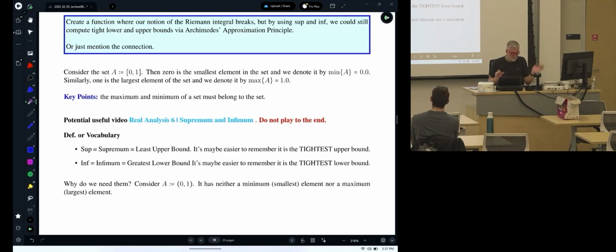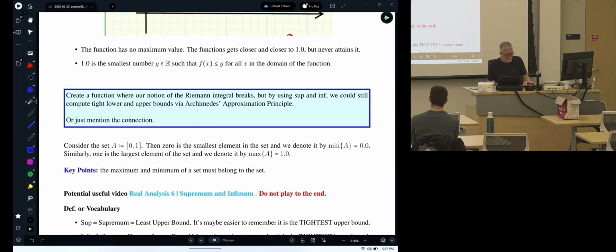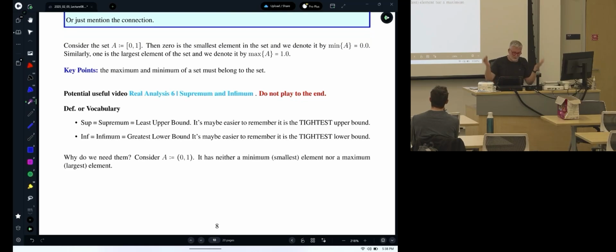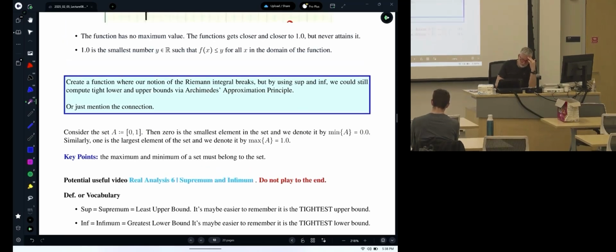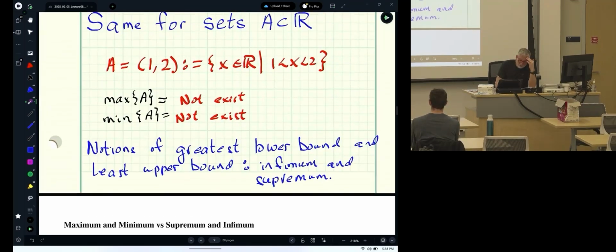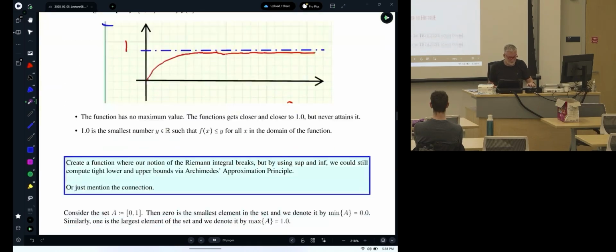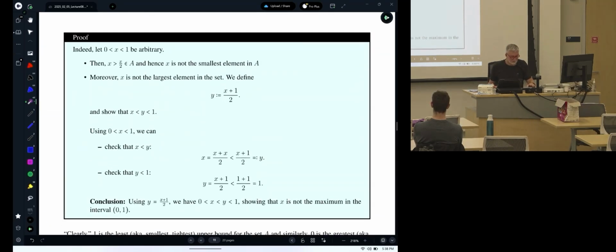So the key point on maximum and minimum is that the max and min of a set must belong to the set. In supremum and infimum, it's easier because we don't insist that the element belongs to the set. So 2 is excluded, 1 is excluded, but we still have a greatest lower bound, that's the infimum, and we still have a least upper bound, that's the supremum. Okay.